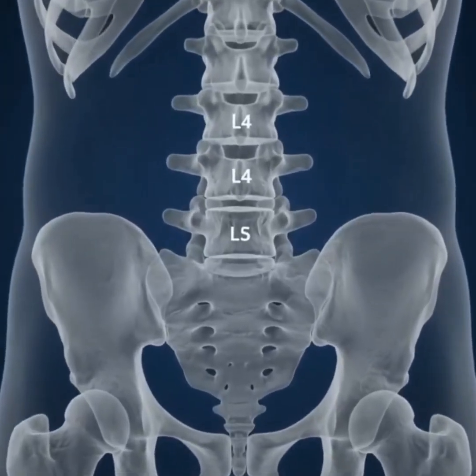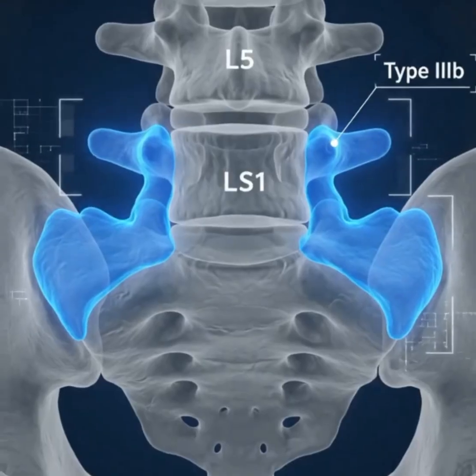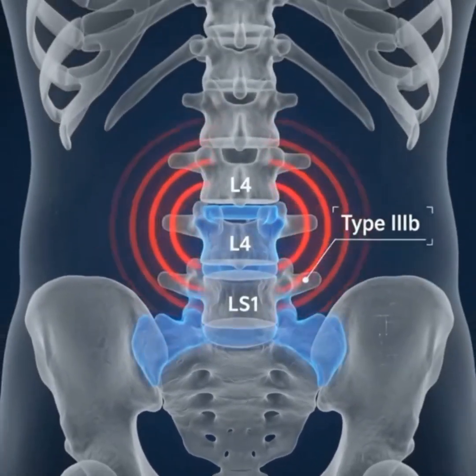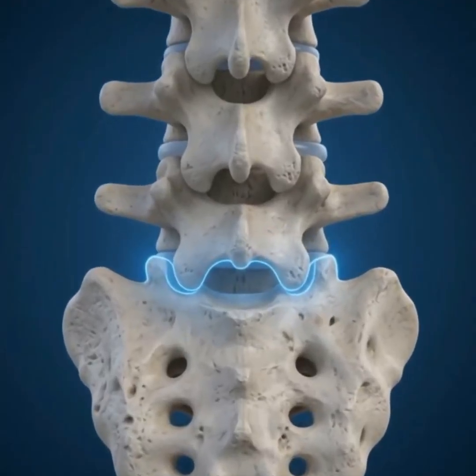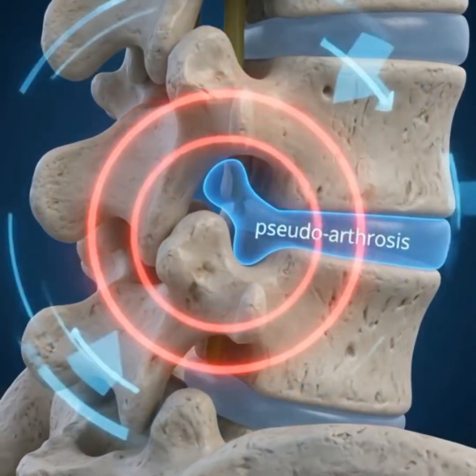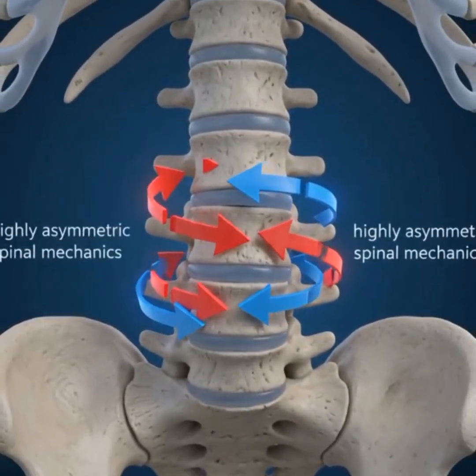Castelvi type 3B represents complete bilateral sacralization. This osseous fusion eliminates all motion at the L5-S1 joint. This transfers significant strain to the L4-5 level. Castelvi type 4 is a mixed presentation. It features a unilateral pseudoarthrosis and a complete osseous fusion on the opposite side, creating highly asymmetric spinal mechanics.